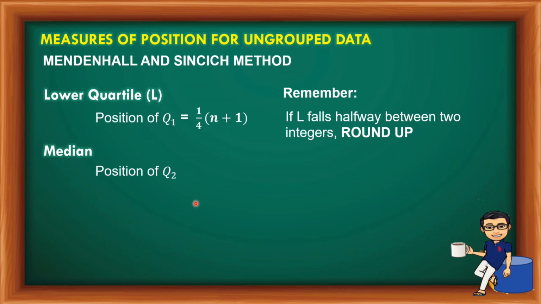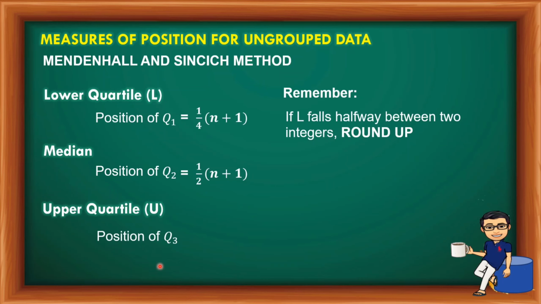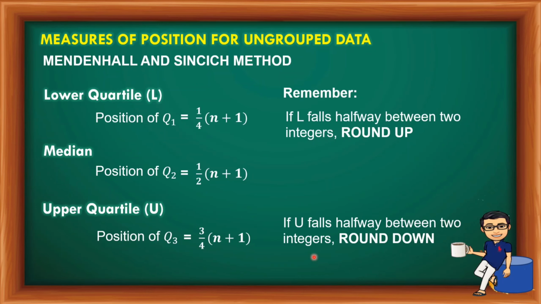While the position of the median or the quartile 2 is 1/2 times the quantity n plus 1, the position of the upper quartile is equal to 3/4 times the quantity n plus 1. So with third quartile, we need to work on this again. If upper quartile falls halfway between two integers, round down. So kung dito ay round up, dito naman ay round down. So let us try to apply that.